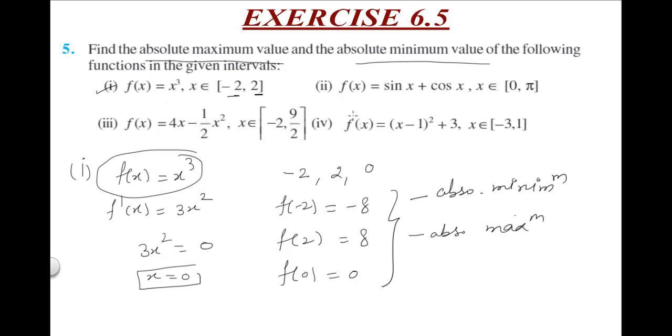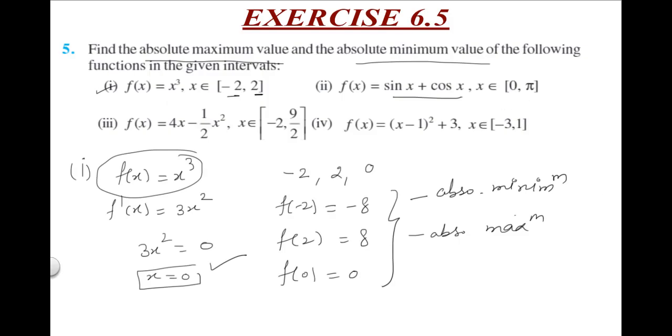So like this you have to find out. That means you have to include the interval values also and the critical point that you get. Similarly you are going to check for the second part. So I can show you for the second part. The third and fourth parts can be done by you. The second part is sin x plus cos x. So f of x is sin x plus cos x, where x belongs to 0 comma pi, right? You can again see it is in the closed interval 0 comma pi.